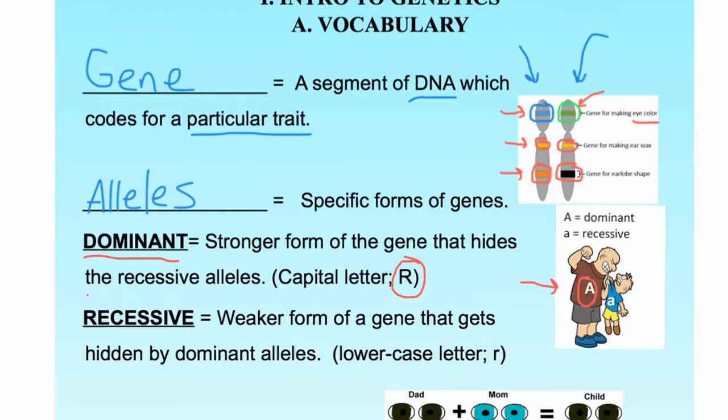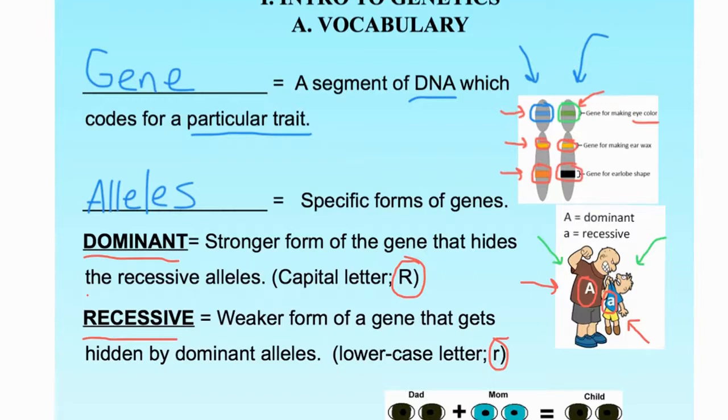The weaker form of the allele is called the recessive form, and we show that with a lowercase letter. This would be an example of the recessive allele with the lowercase letter. Remember, we get 2 of each chromosome, so we get 2 of each allele, one from mom, one from dad. If you get one dominant allele and one recessive allele, the dominant allele is kind of like the bully. It's going to make you have that specific trait.